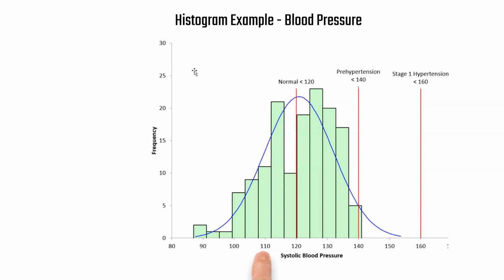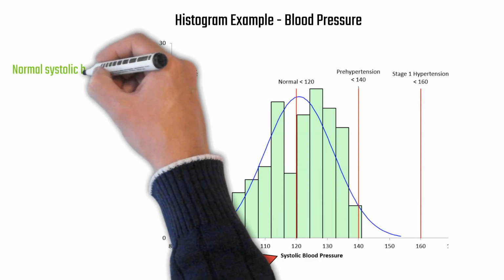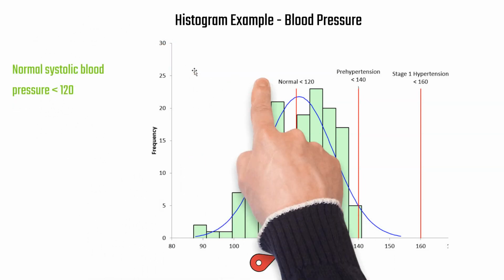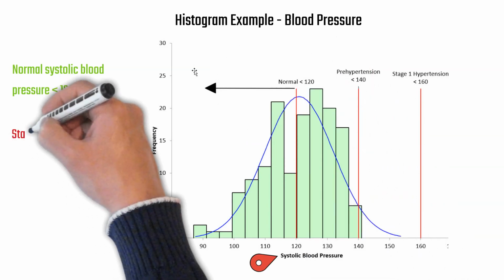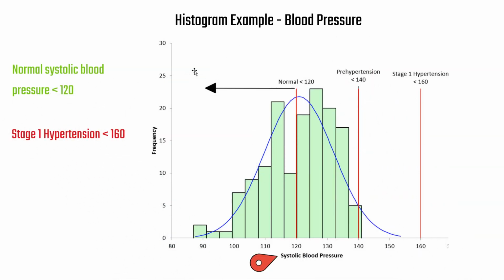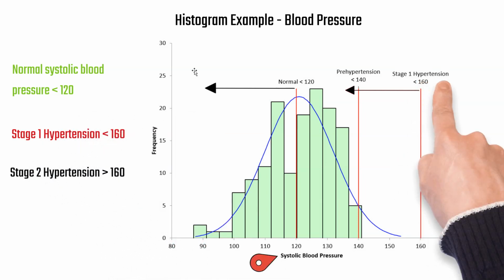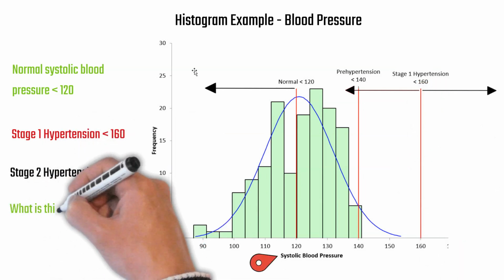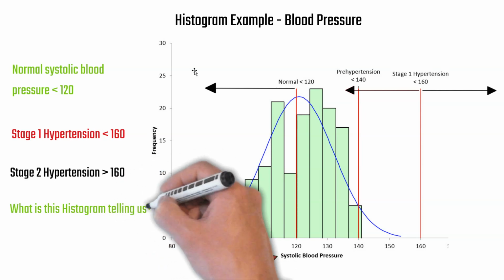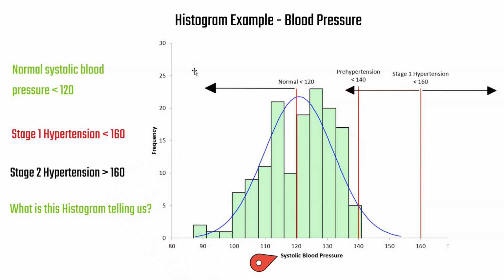But a histogram then also says how you're doing versus specs. And here's an example using blood pressure where we're doing the systolic blood pressure. If it's less than 120, that's normal. Stage 1 hypertension is less than 160, and stage 2 hypertension is greater than 160. So what's this histogram tell us about this blood pressure? Well, most of it is less than 140, which is the pre-hypertension stage, and a lot of it is less than 120.